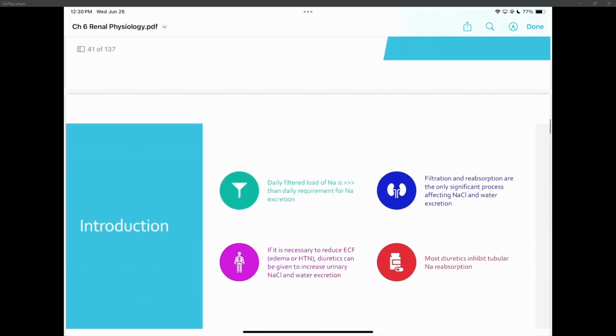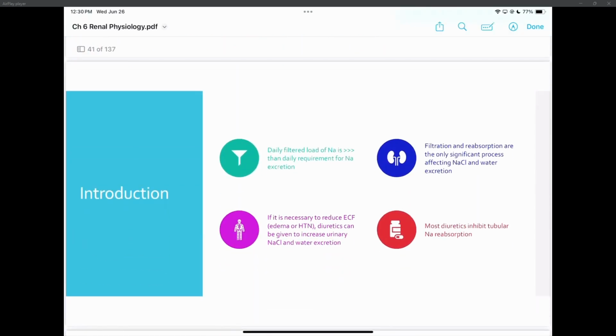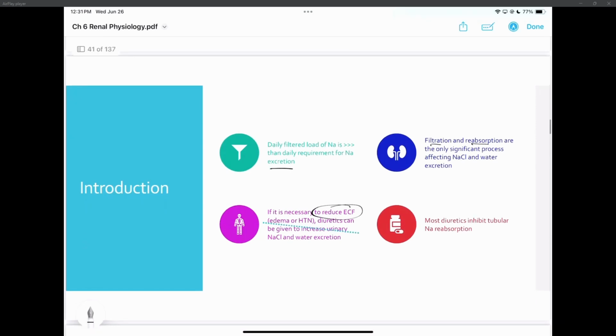So the daily filtered load of sodium is much greater than the requirement for sodium excretion. We want to keep sodium within tight regulation as well. Filtration and absorption are the only processes that affect sodium and water excretion. If we have to reduce extracellular fluid volume, either we have edema or hypertension, we give diuretics.